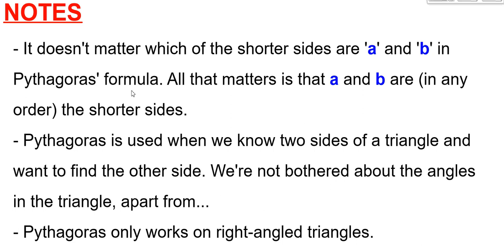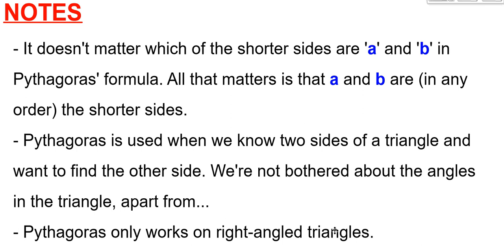Now, a few notes, which I mentioned last time in the first video. It doesn't really matter which of the shorter sides are A and B. All that matters is that A and B are the shorter sides, and Pythagoras is used when we know two sides of a triangle and we want to find the other side. We're never bothered about the angles, as long as we know that one of the angles is a right angle.